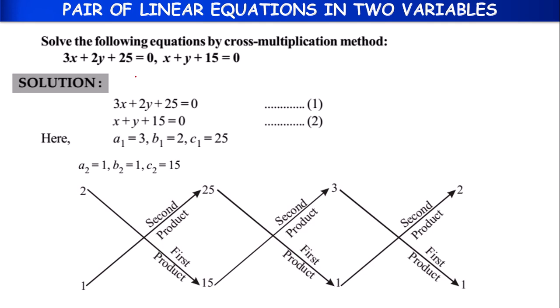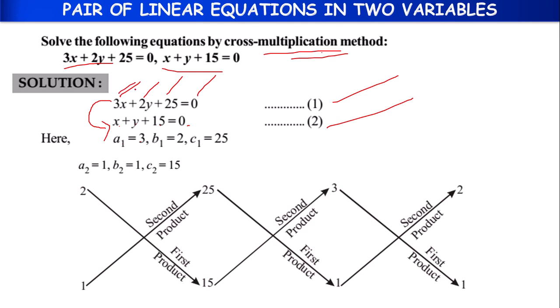Now children, let's try to solve this. These two equations are to be solved by the cross multiplication method. So let's take 3x plus 2y plus 25 equal to 0, first equation. x plus y plus 15 equal to 0, second equation. Let's take the values of a1, b1, c1, a2, b2, c2. From the first equation, a1 is 3, b1 is 2, c1 is 25. From the second equation, a2 is 1, b2 is 1, c2 is 15.